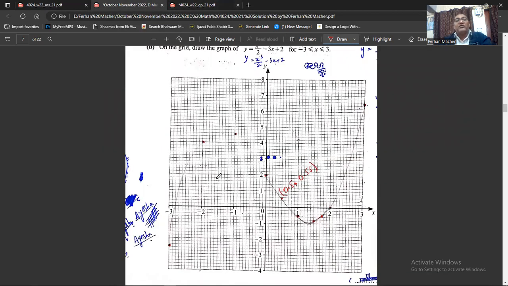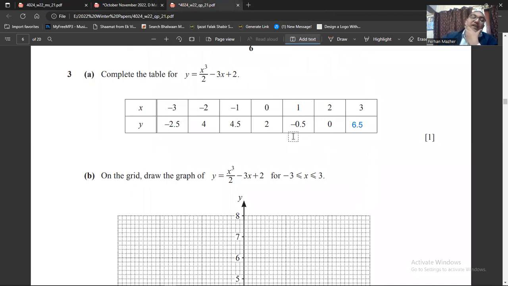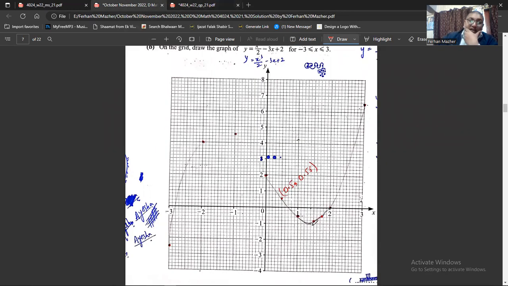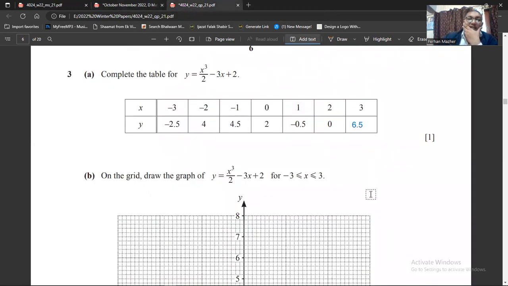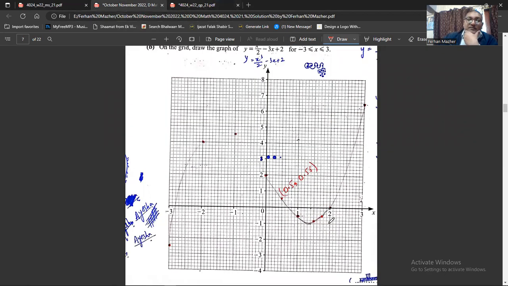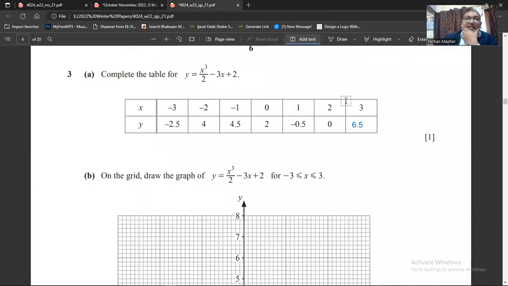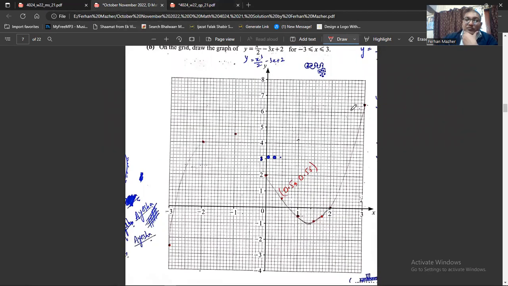At 0, you have 2. And at 1, you will have -0.5, and -0.5 is this number here. And then at 2, you have 0, this point. And at 3, you have 6.5, which is positive.